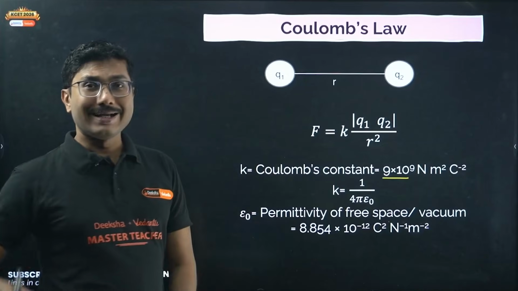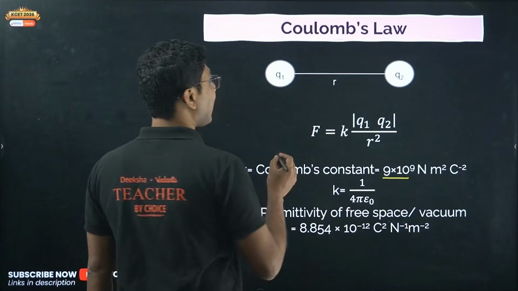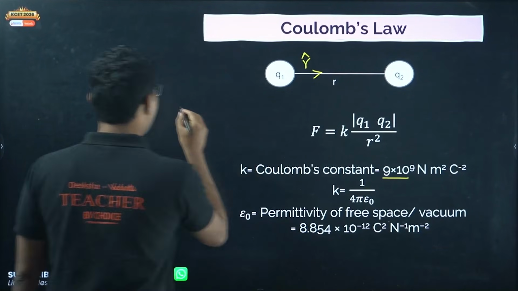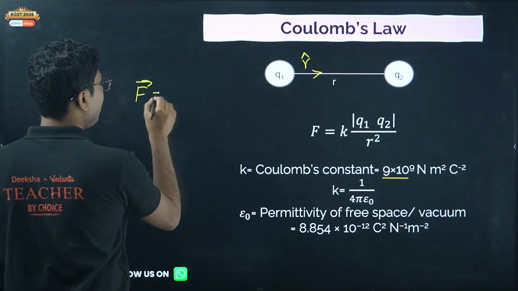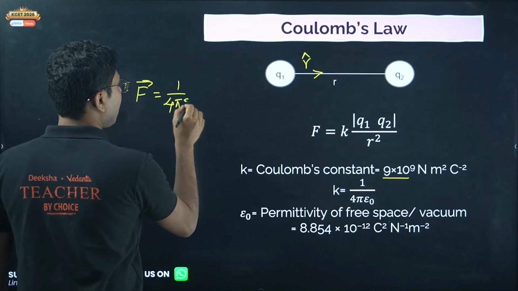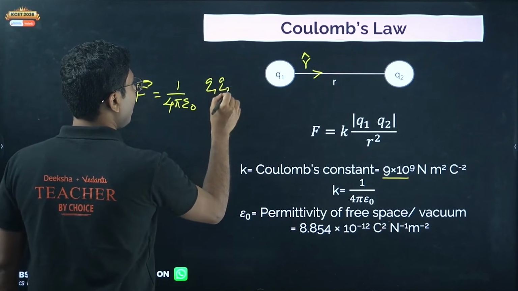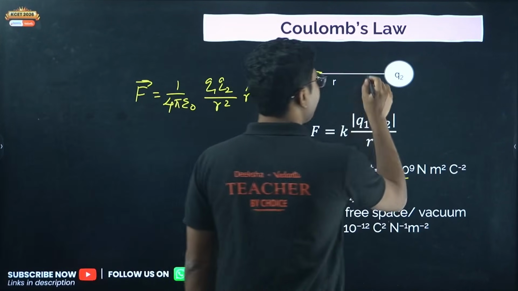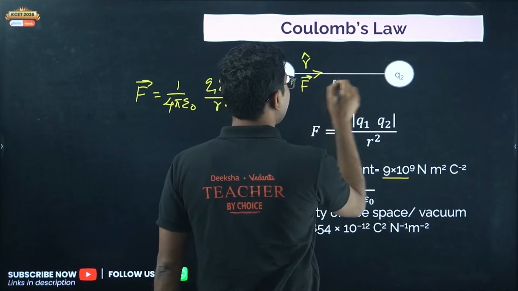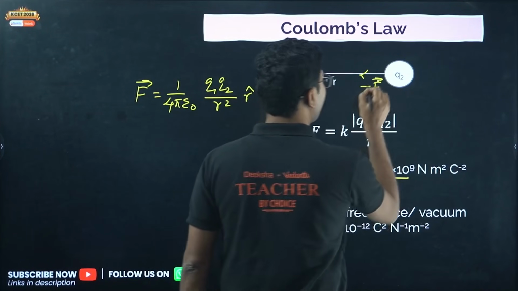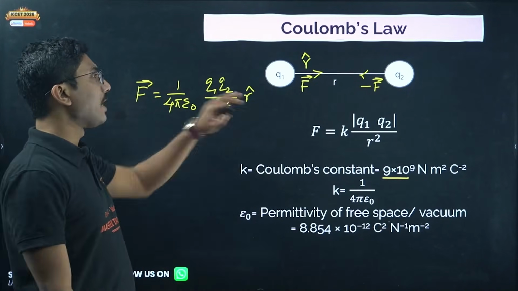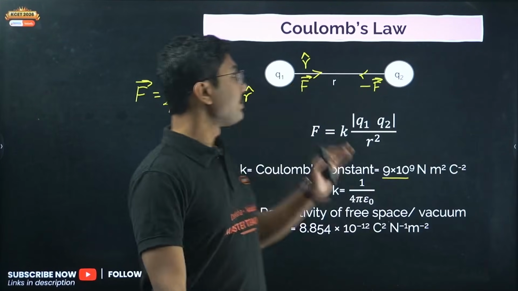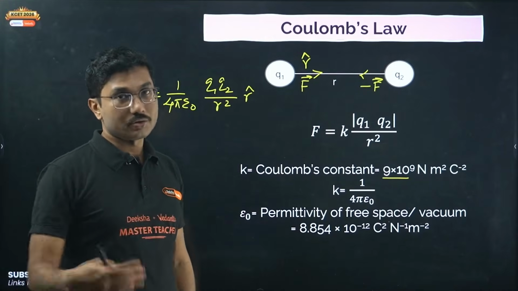Also in your PU board exam, sometimes they might ask in vector notation. In vector notation, the vector r cap is essential and you have to write the formula as F is equal to 1 by 4 pi epsilon naught Q1 Q2 upon r square into r cap. So this is plus F vector, and the other force is minus F vector. You have to draw this diagram compulsorily. If they ask you to write Coulomb's law in vector form, along with this the diagram is compulsory and the explanation of the terms is also compulsory.